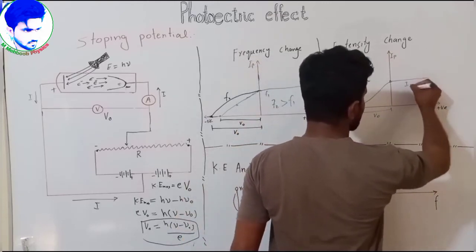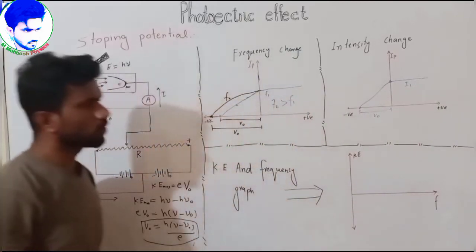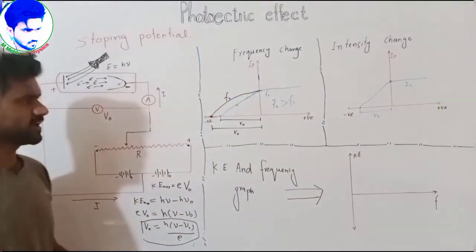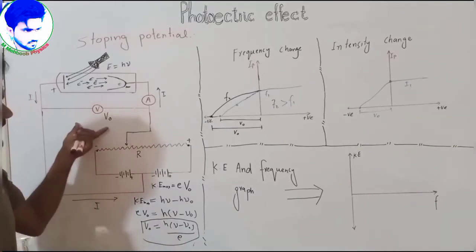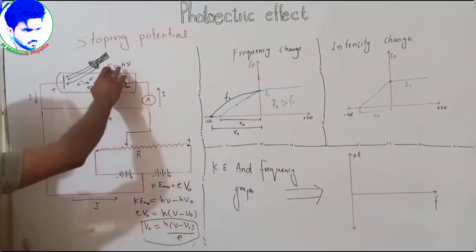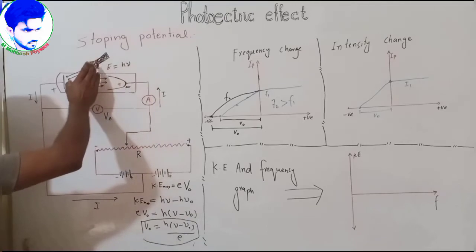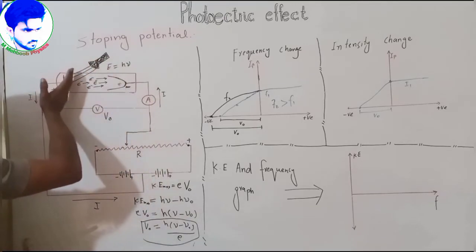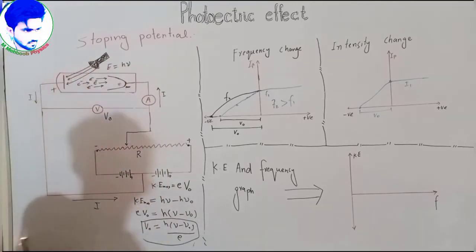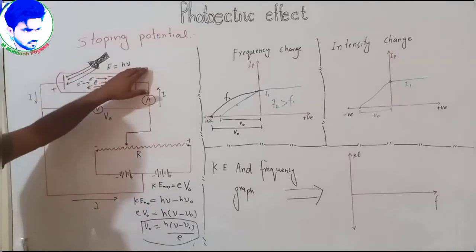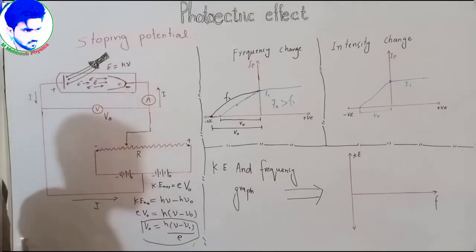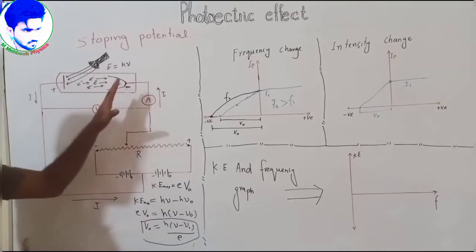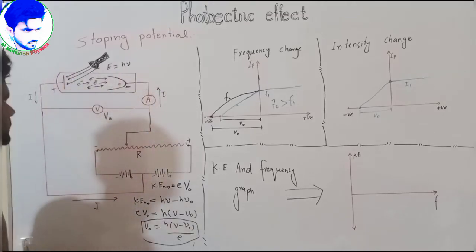and this is the value of the stopping potential, let's suppose, for intensity I1. Now, if we increase the intensity, it means that the energy remains the same. The photons interacting with that metal surface will have the same energy, but only the number of photons increases. The number of photoelectrons will increase.